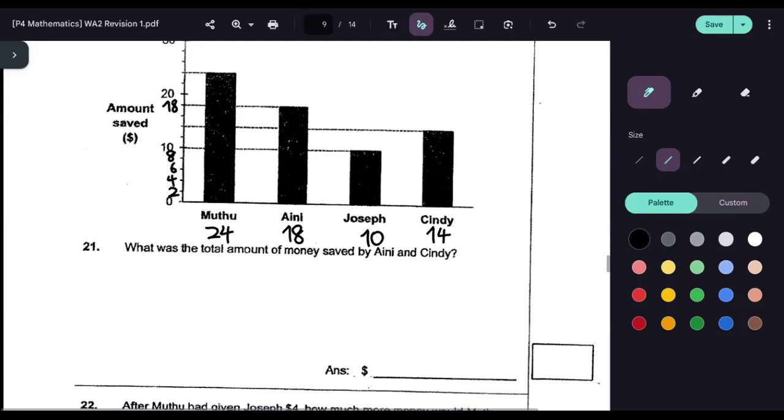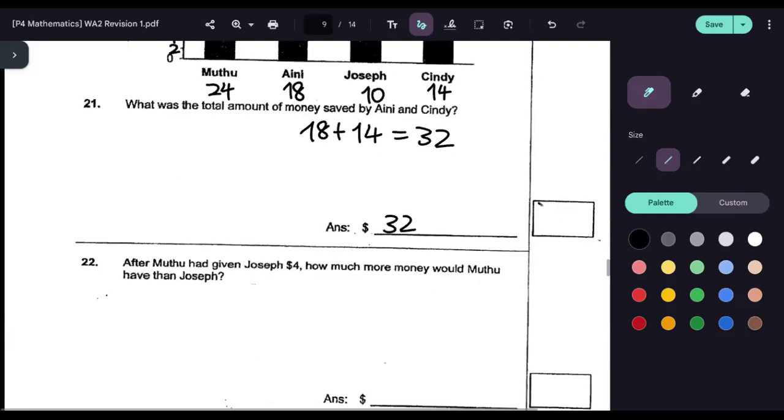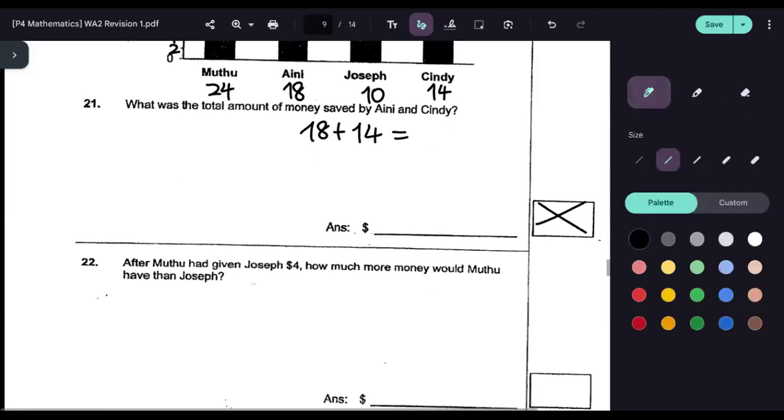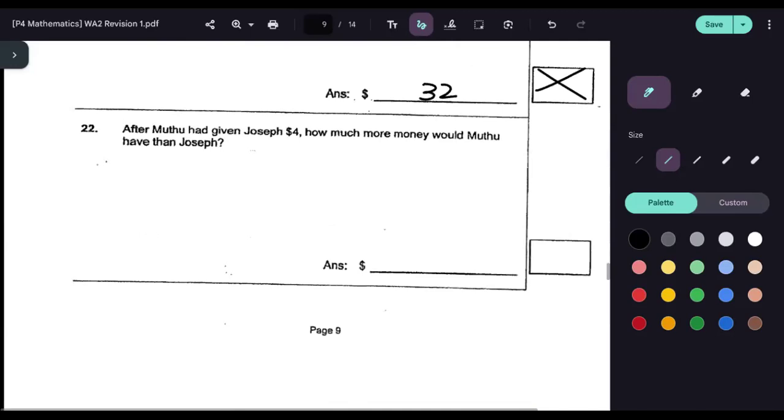So they ask what is the total amount of money saved by Aini and Cindy. 18 plus 14, which is 32. No, not 32, sorry. 32, I think. Yeah. It's 32. Okay.